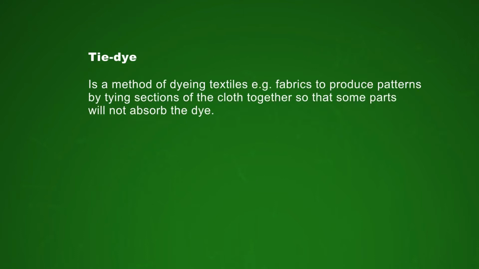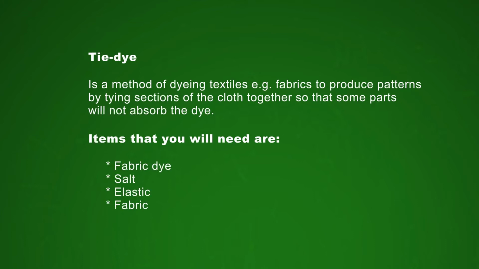Tie-dye is a method of dyeing textiles or fabrics to produce patterns by tying sections of the cloth together so that some parts will not absorb the dye. Let's look at how tie-dye is produced. Items that you will need are fabric dye, salt, elastic, and fabric.